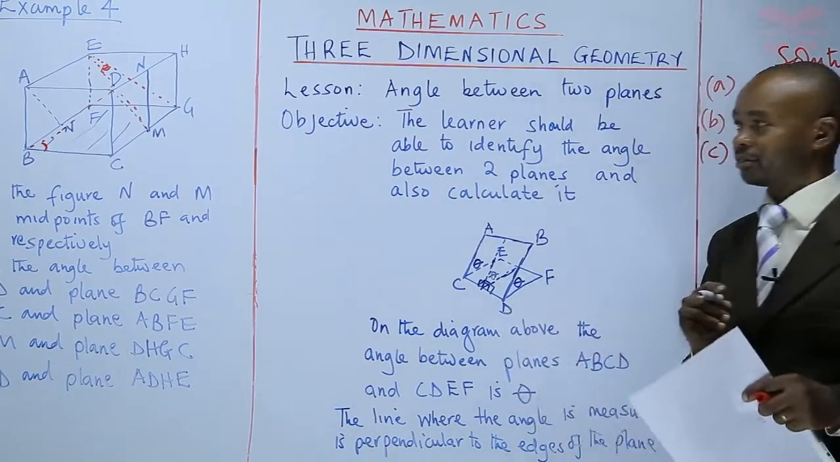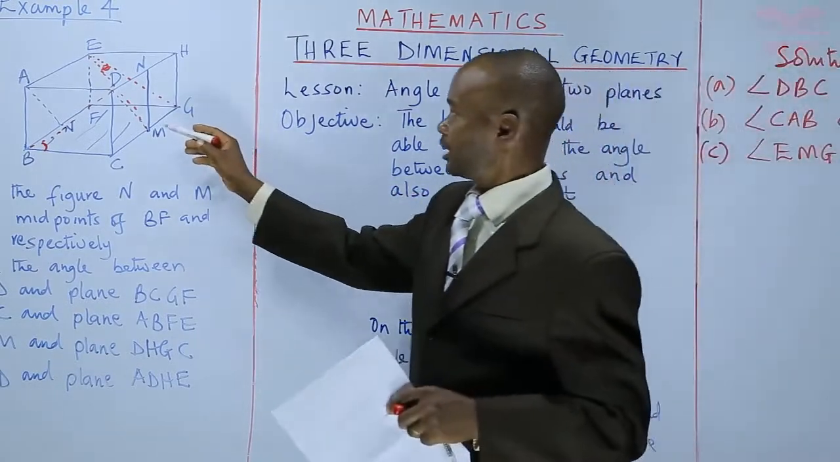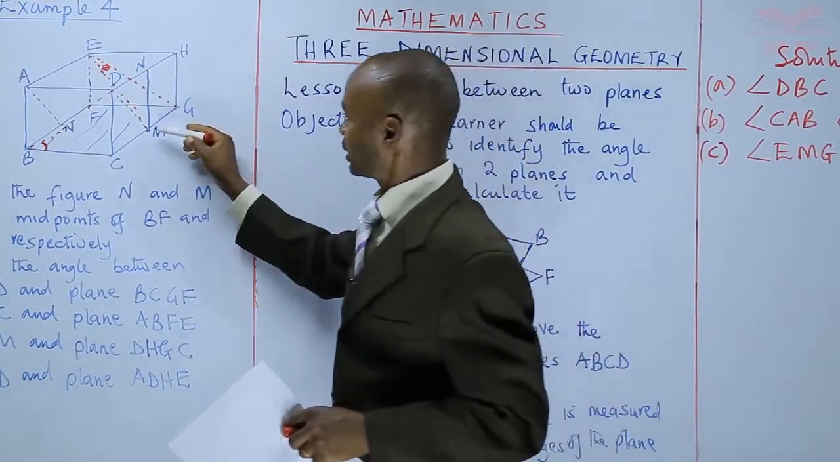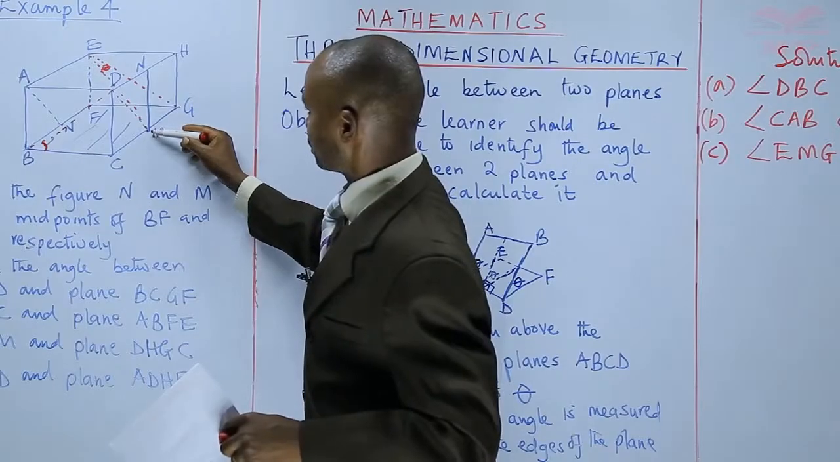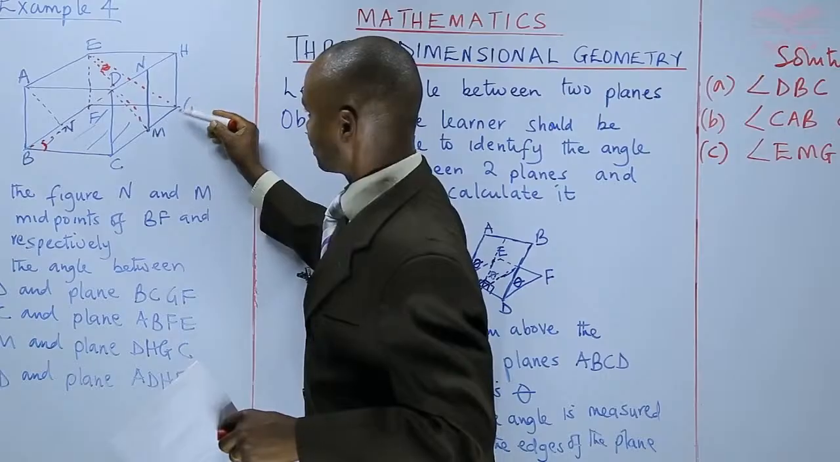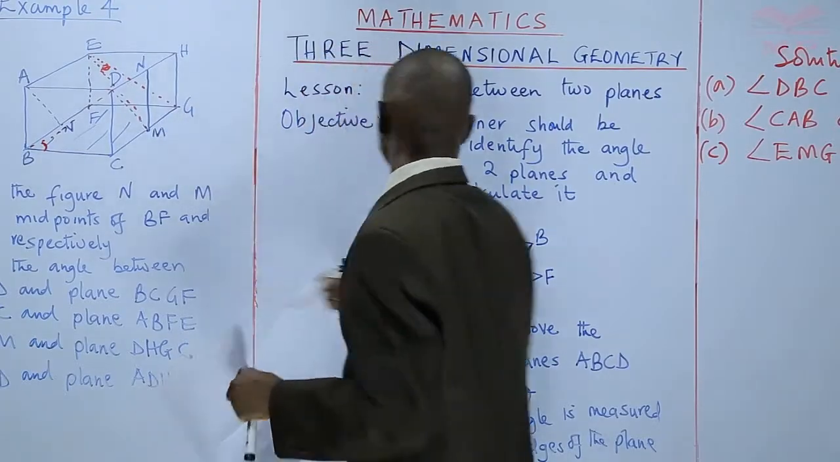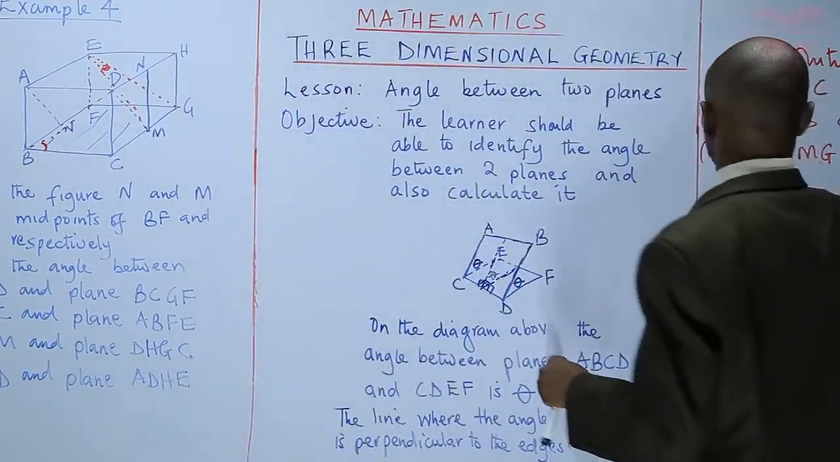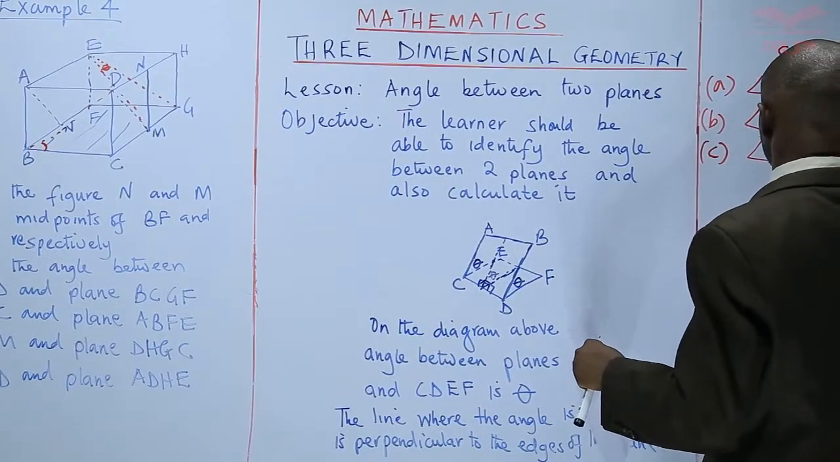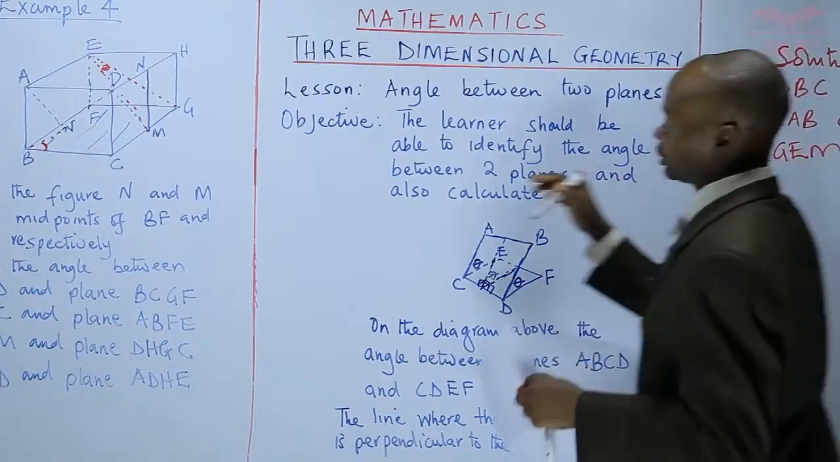Note that carefully. You join M to where this plane is. So where M is, it will take a straight point in the plane. So it will be angle MEG. Sorry, it will be angle GEM.